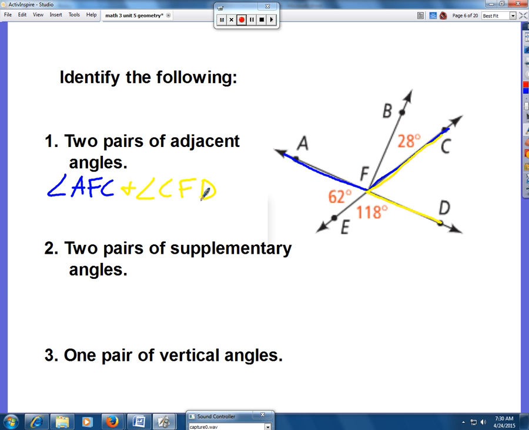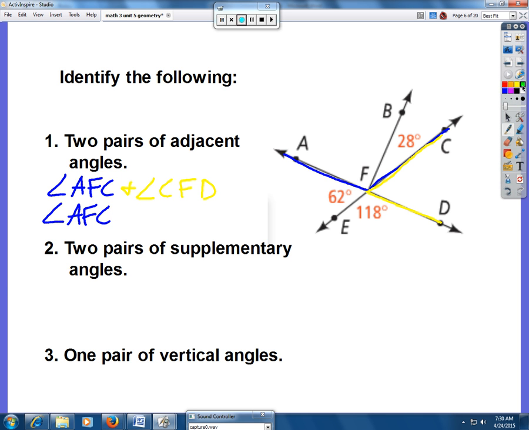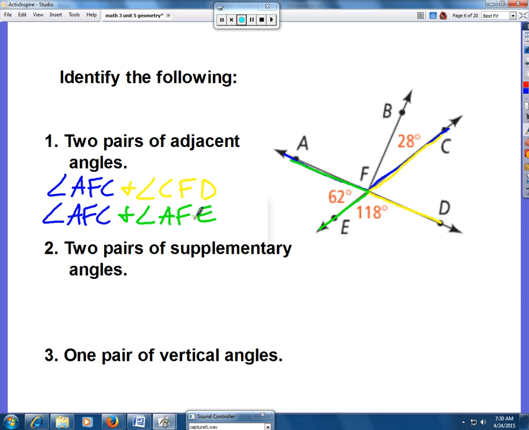Another pair could be angle AFC, and the angle on the other side of that, this angle is AFE. So you could use angle AFE for the adjacent angle on the other side of that. There's other pairs of adjacent angles in there also. I just started with AFC, so I used that for the two pairs.